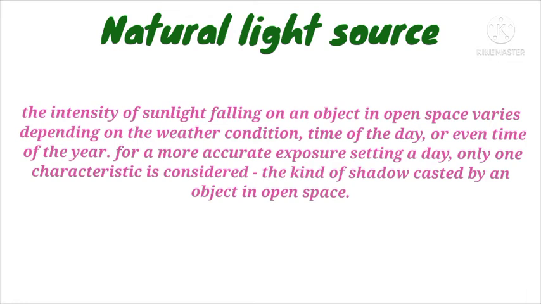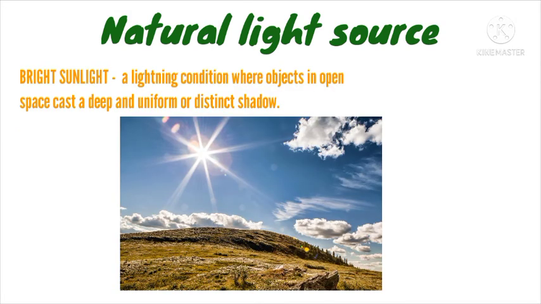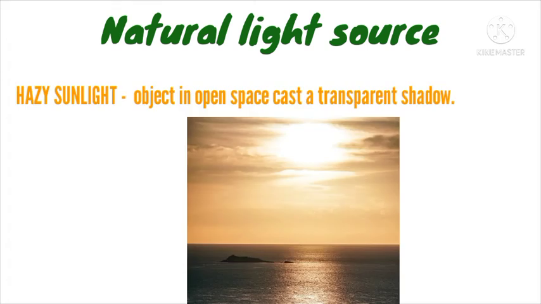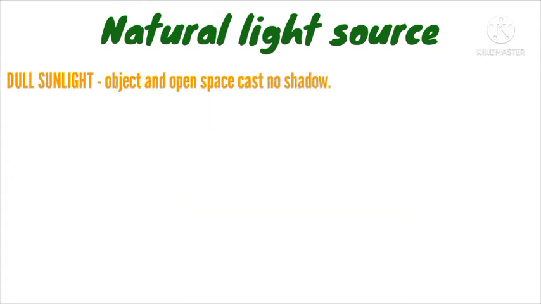For a more accurate exposure setting at daylight, only one characteristic is considered: the kind of shadow cast by an object in open space. Bright sunlight, a lighting condition where objects in open space cast a deep and uniform or distinct shadow. Hazy sunlight, objects in open space cast a transparent shadow. Dull sunlight, objects in open space cast no shadow.